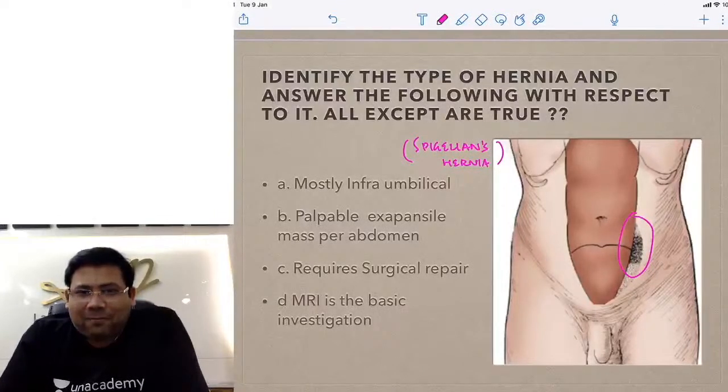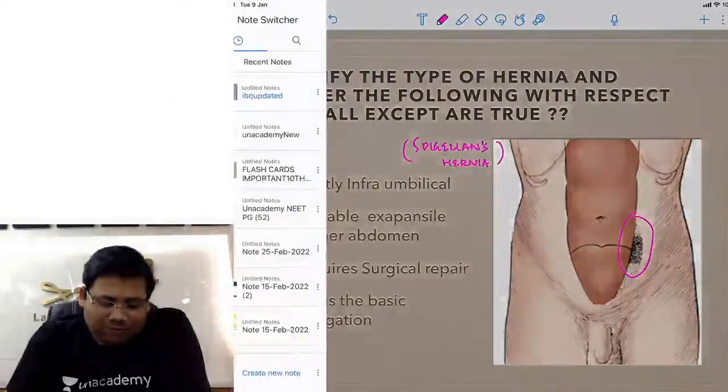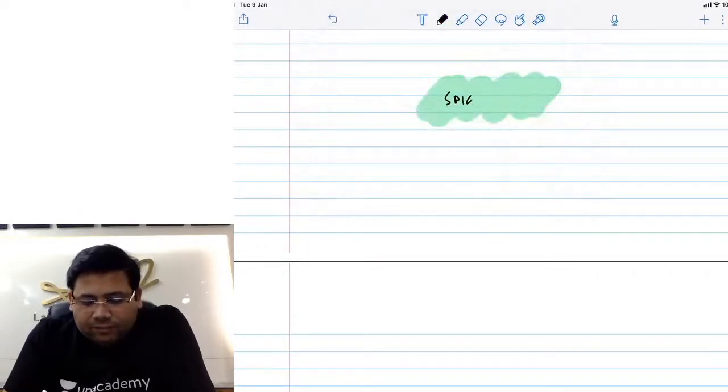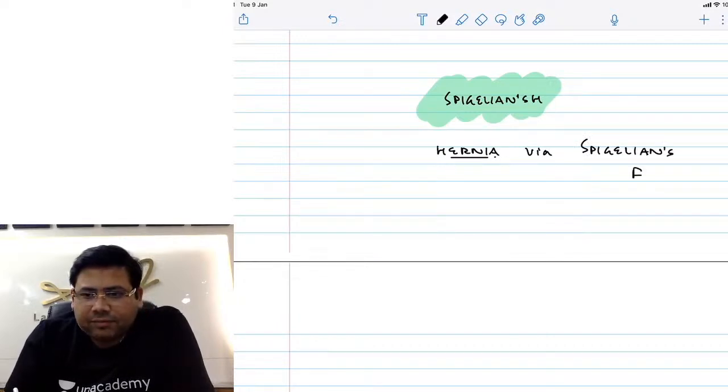Okay. So this is a Spigelian hernia. Let us talk something about Spigelian hernia and then we will discuss this MCQ also. So just wait. Students, when we talk about Spigelian hernia, one very important thing is what it is and where it is. It is a hernia via the Spigelian fascia.